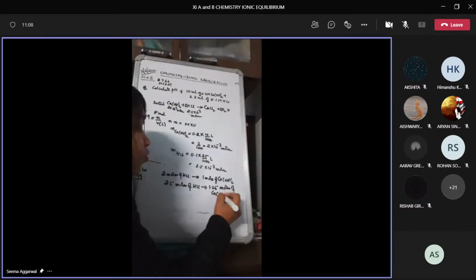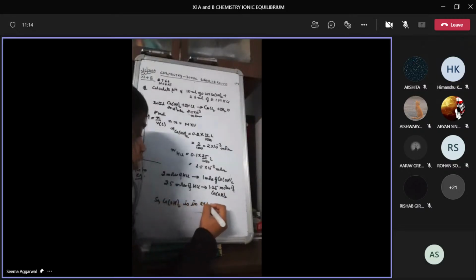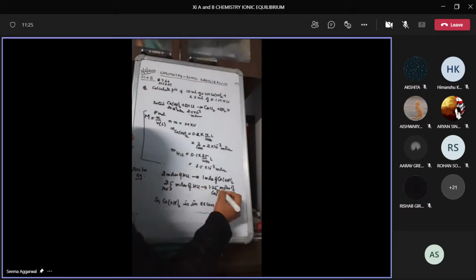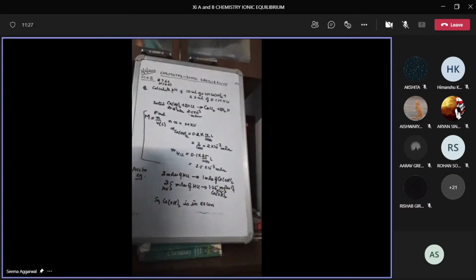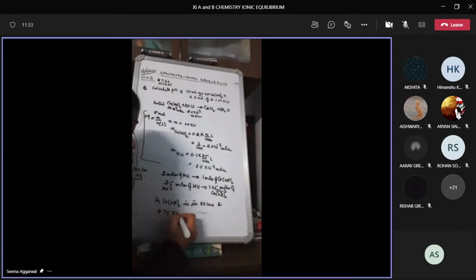So which is left now? Ma'am, moles of calcium hydroxide. Okay, so calcium hydroxide is in excess because HCl will be completely consumed. So 2.5 into 10 raised to power minus 3 moles of HCl will react with 1.25 into 10 raised to power minus 3 moles of calcium hydroxide. So calcium hydroxide is in excess and 0.75 into 10 raised to power minus 3 moles of calcium hydroxide will be left.